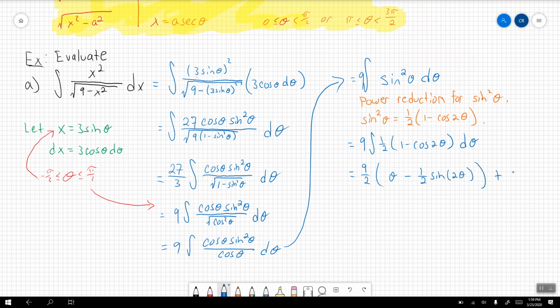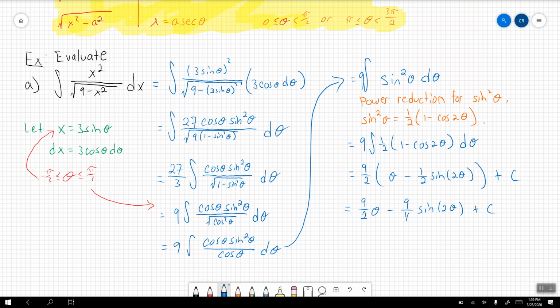There we go. And I just need a plus C because this is an indefinite integral. All right, so if you're here, awesome. Good so far. Now let's keep going. I'm going to distribute my parentheses here. So this is going to get me 9/2 times theta minus 9/4 multiplied by sine of 2 theta.